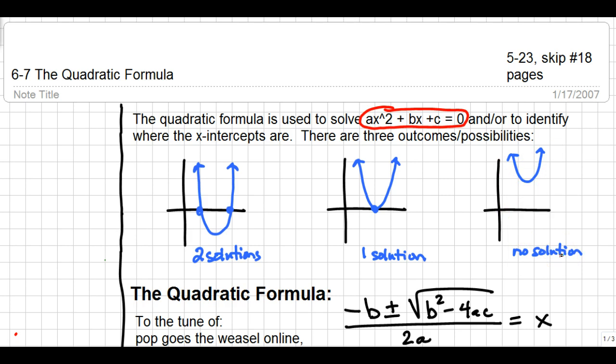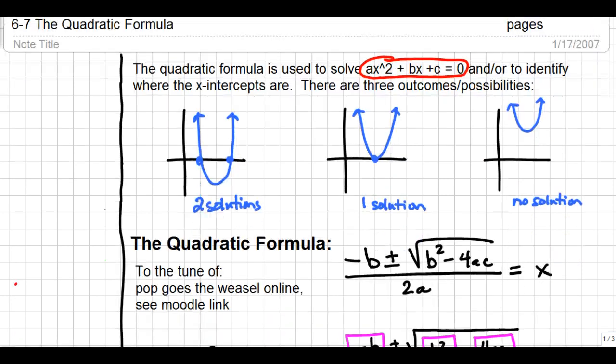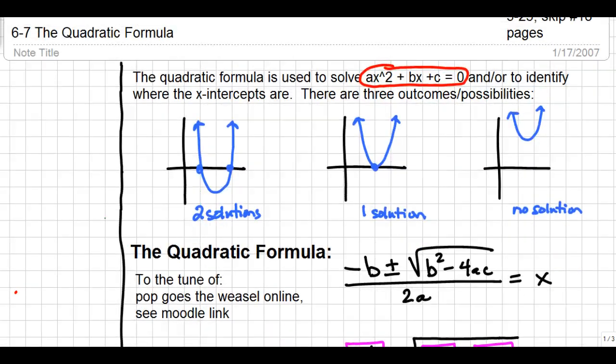So let's talk about how that could happen. And to do that, let's look at the formula itself. The formula itself is the opposite of b plus or minus the square root of b squared minus 4ac all over 2a. That is quite a lengthy formula for students to have to memorize, so it has been suggested over the years for students to say the quadratic formula to the tune of Pop Goes the Weasel.